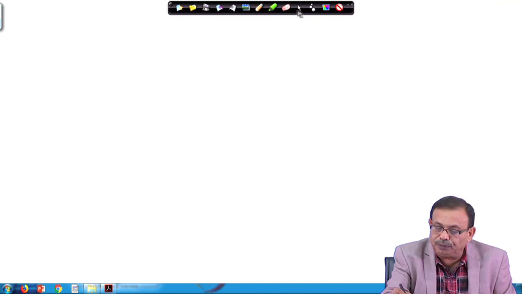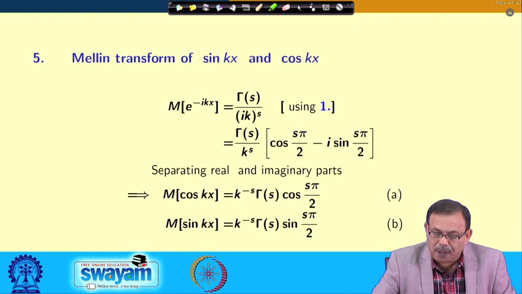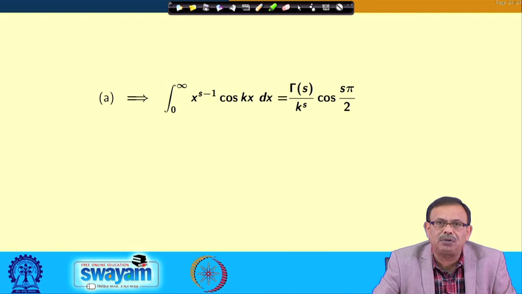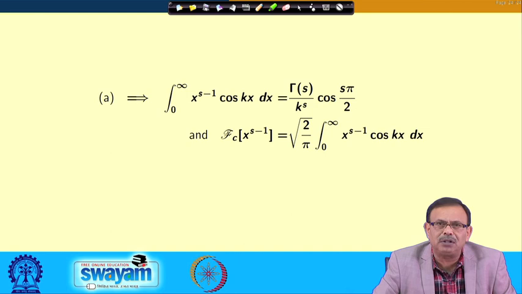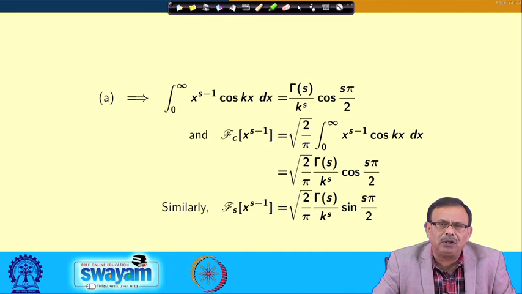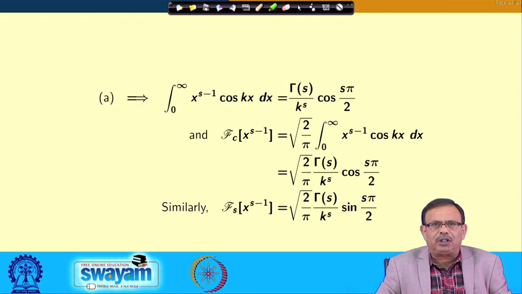We have done up to this: we evaluated this by separating the real and imaginary parts, the Mellin transform of cos kx and sin kx. Now, the Mellin transform of cos kx is the integral from 0 to infinity of x to the power s minus 1 cos kx dx, whose value we have evaluated. Now, the Fourier cosine transform of x to the power s minus 1 is nothing but root over 2 by pi times the integral from 0 to infinity of x to the power s minus 1 cos kx. If I evaluate the value, I will obtain the Fourier cosine transform of x to the power s minus 1 as root over 2 by pi gamma s by k to the power s into cos of s pi by 2. And in the same way, I can show that the Fourier sine transform of x to the power s minus 1 will be equal to root over 2 by pi gamma s by k to the power s into sin s pi by 2.